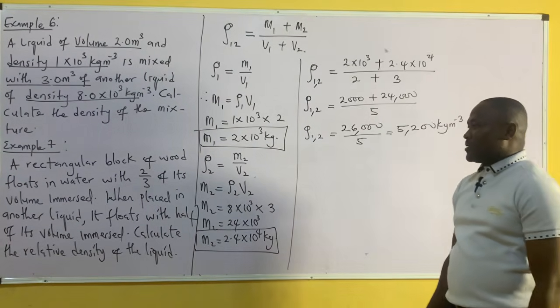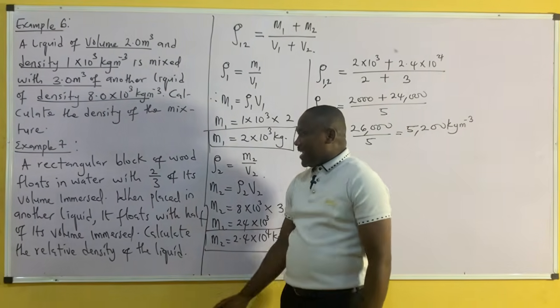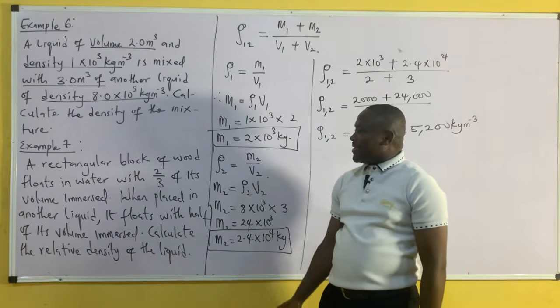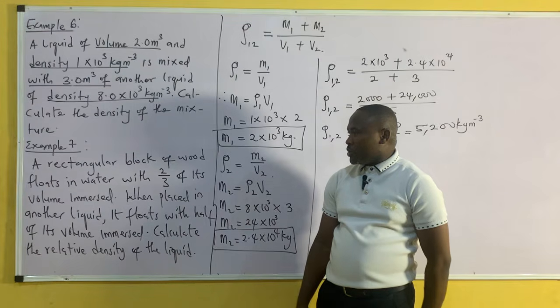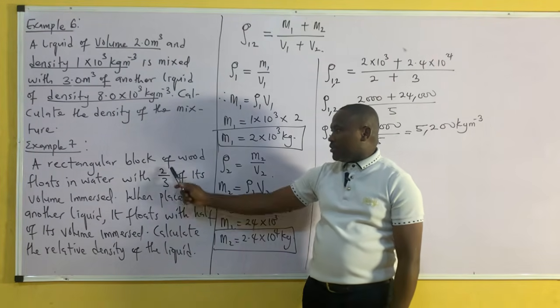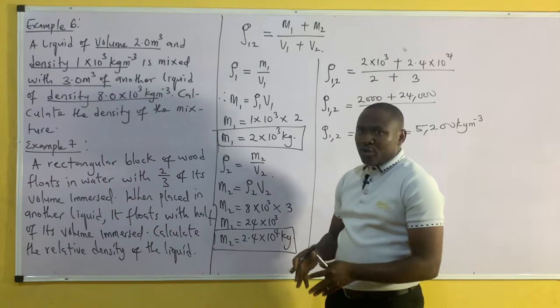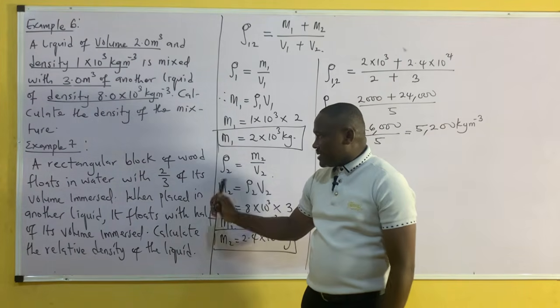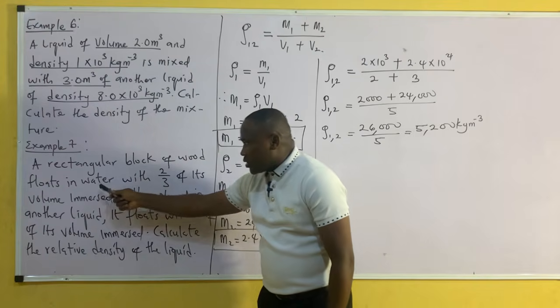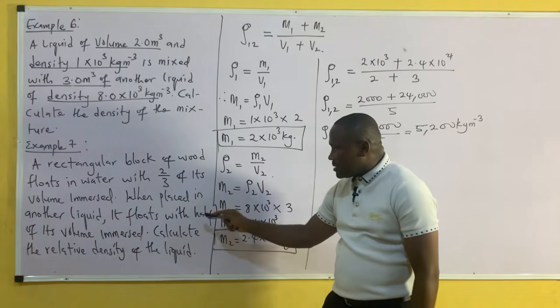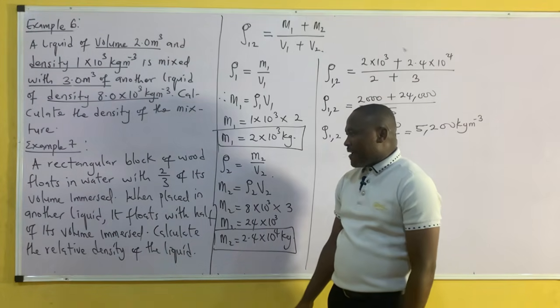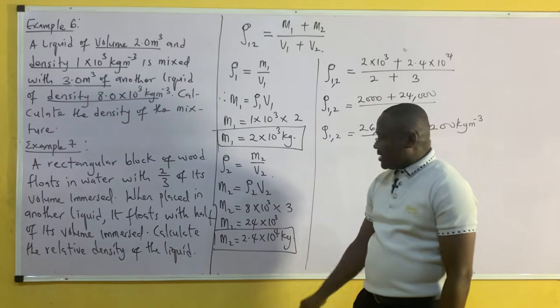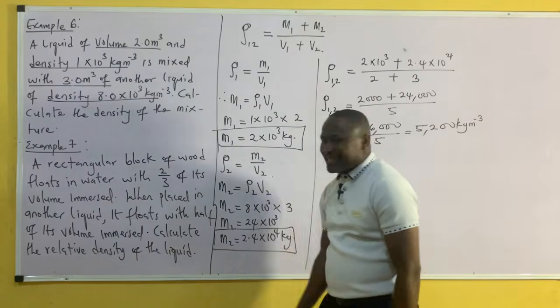Thank you. Let's look at example 7. Example 7 is a very tricky question, and I want you to look at it very well. A rectangular block of wood floats in water with 2/3 of its volume immersed. When placed in another liquid, it floats with half of its volume immersed. Calculate the relative density of the liquid.